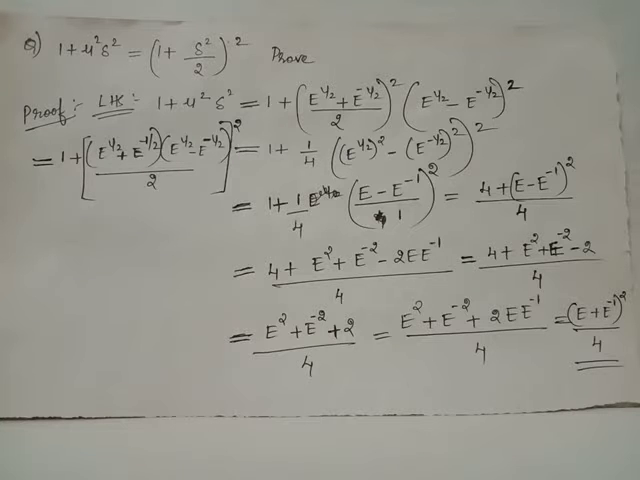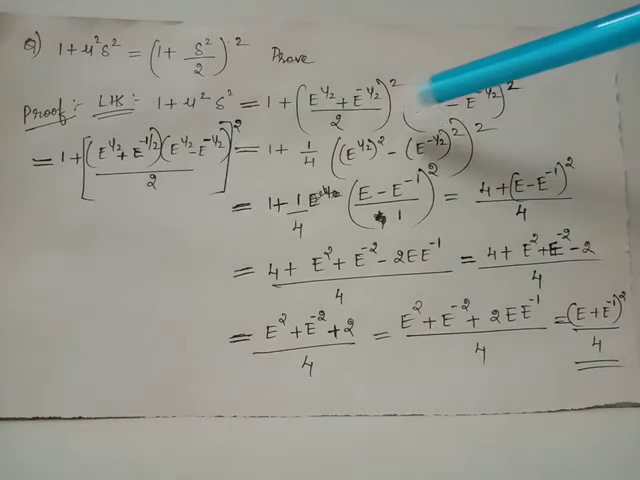We have LHS is 1 + μ²δ², where μ is the average operator, which equals (e^(1/2) + e^(-1/2))/2, and δ is the central difference operator, which equals e^(1/2) - e^(-1/2). Thus LHS can be written in this way.